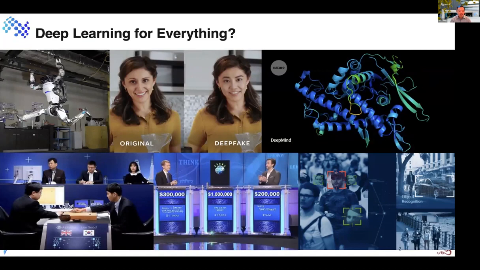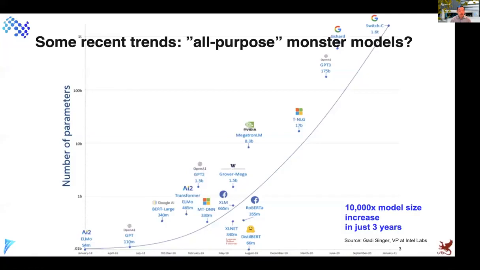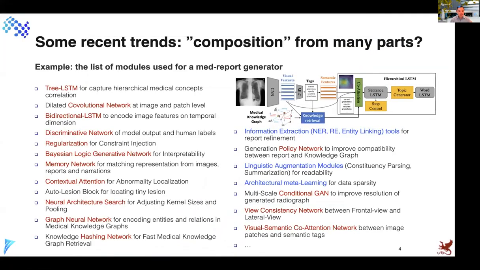And we recently see some very significant trends in deep learning research. One is the emergence of these so-called all-purpose monster models, which are growing in size very dramatically and at a very fast pace. In the past 3 years, we saw almost a 10,000 times increase in the model size, in the number of parameters. Another trend often seen in industrial companies which build deep learning systems is that they stitch together multiple units and components into a big system to do multimodal data processing and many advanced applications.